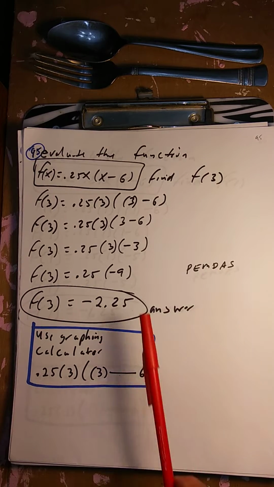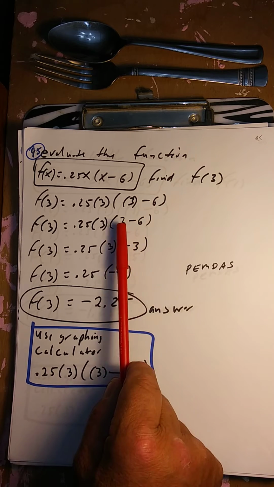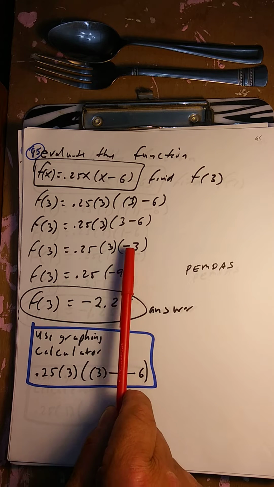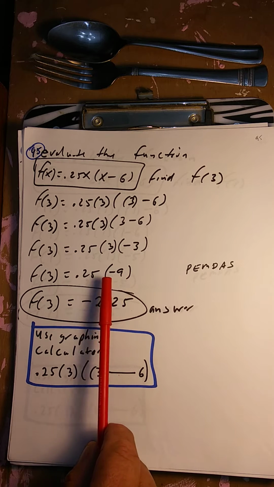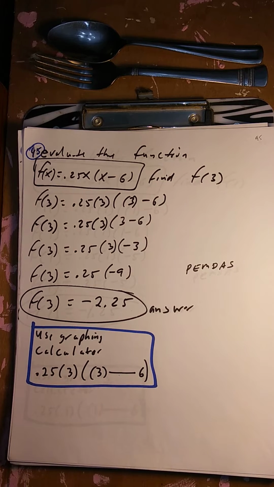F of 3, put it in there. Put a 3 here for the x, 3 there, right there. This right here, take parentheses off. So 3 minus 6 is a negative 3. So now we have positive times a negative is a negative 9. And negative 9 times 0.25 is going to give you negative 2.25.